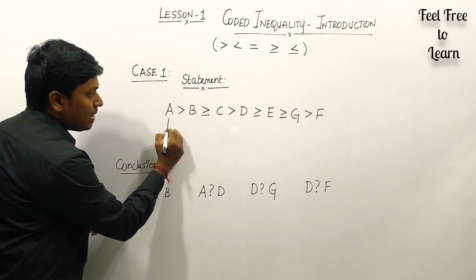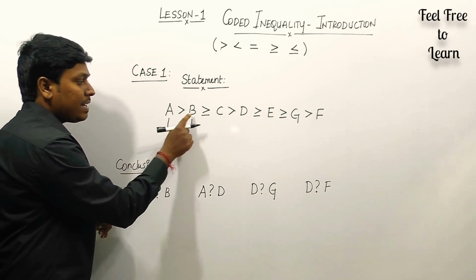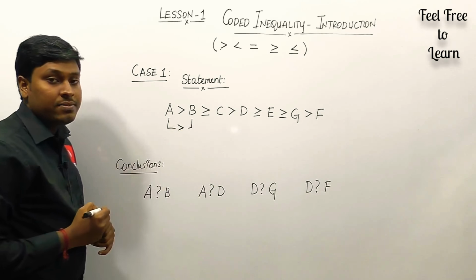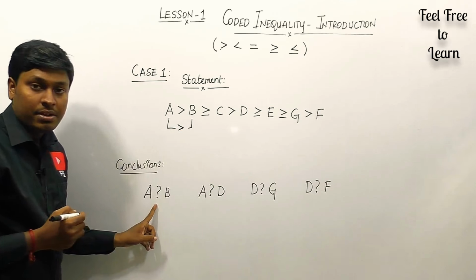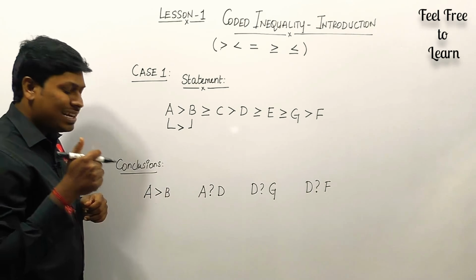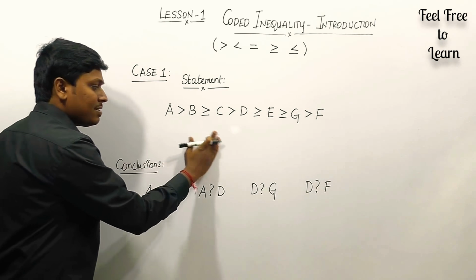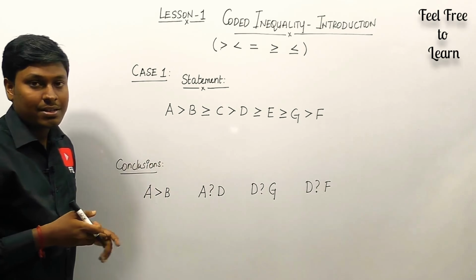So while comparing A and B, we have only one symbol, right? So A greater than B. So we can say that the answer for this conclusion is A greater than B. Friends, got it? Be clear on the basics, right? If you're strong on the basics, then without watching all the lessons, if you take your books, you are able to crack the question, right?